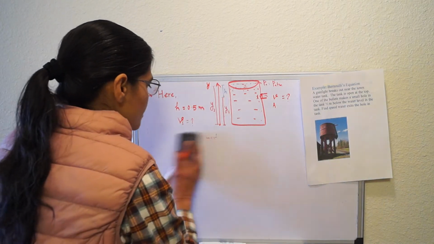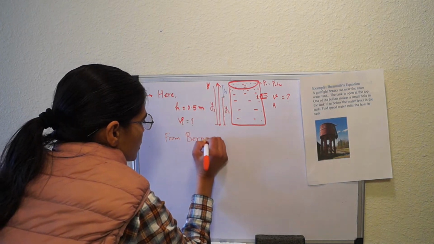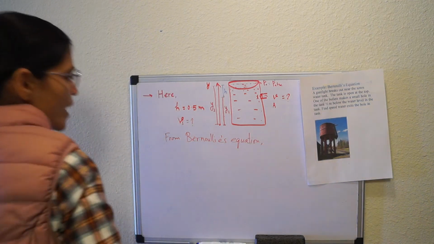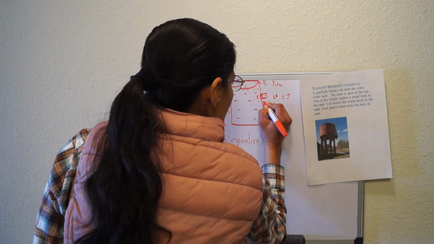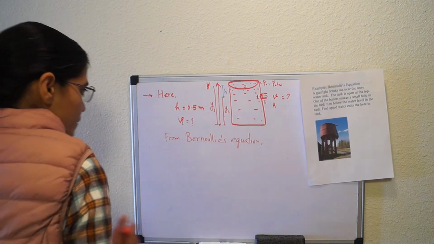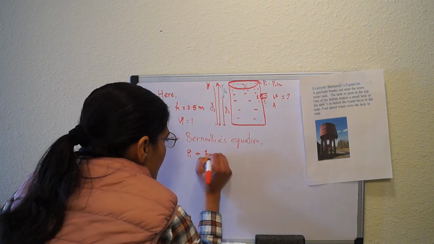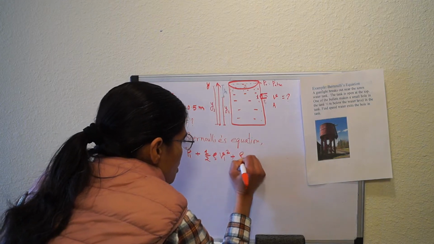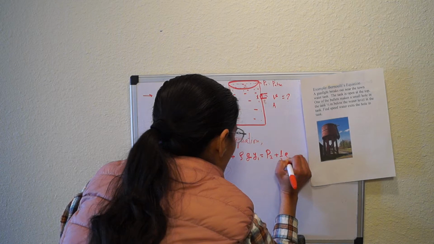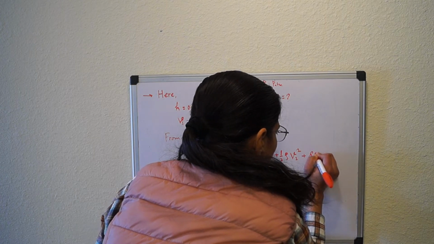Alright guys, so let's go ahead and apply Bernoulli's equation here. We can write, let's call the pressure at this point P1, it's outside here, and this point on the top P2. So let's write Bernoulli's equation first. We have P1 plus half rho v1 squared plus rho g y1 must be equal to P2 plus half rho v2 squared plus rho g y2.